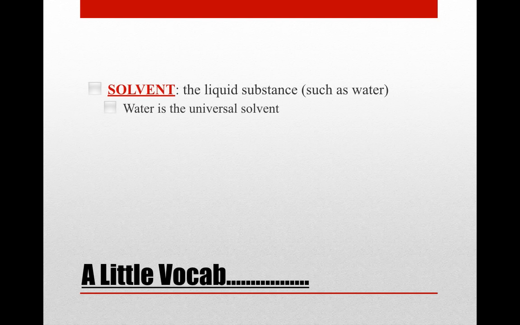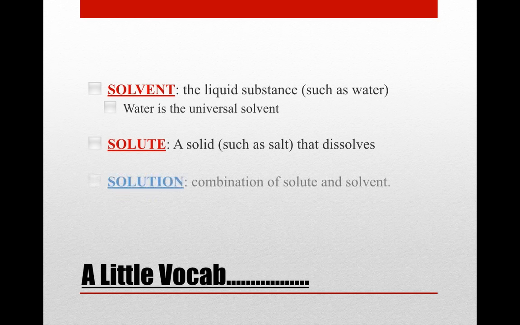Our next vocab word is solute. This is the solid, and it can be an example of salt, and it's the thing that actually gets dissolved. And so the solvent dissolves the solute. And together they form what's called a solution, which is a combination of a solute and a solvent. So just remember, a solution is a mixture. It's not a compound or a molecule because they're not chemically bonded. We still have two distinct things. We have the solute and the solvent, and they just happen to be mixed really well together.